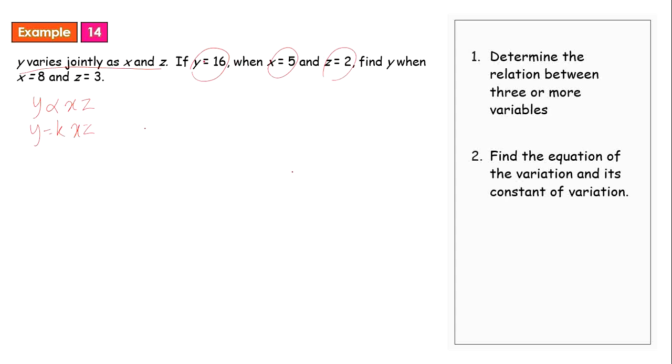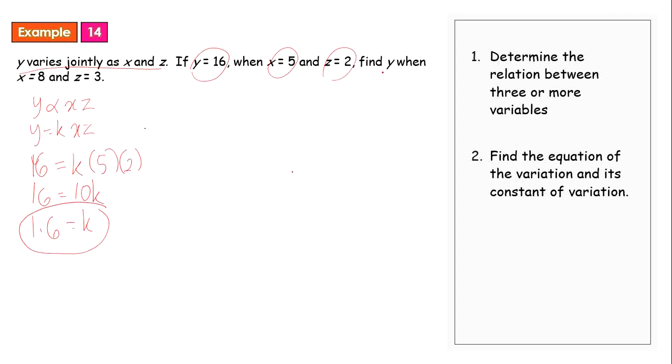Okay, untuk soalan begini, macam biasa, kita cari nilai k dahulu. Menggunakan info yang dibagi mula-mula ni, we will have to find the value of k. So, y kita is 16 equals k kita tak tahu, x is 5, z is 2. So, 16 equals 10k. So, we have k equals 1.6. So, we have the value of k.